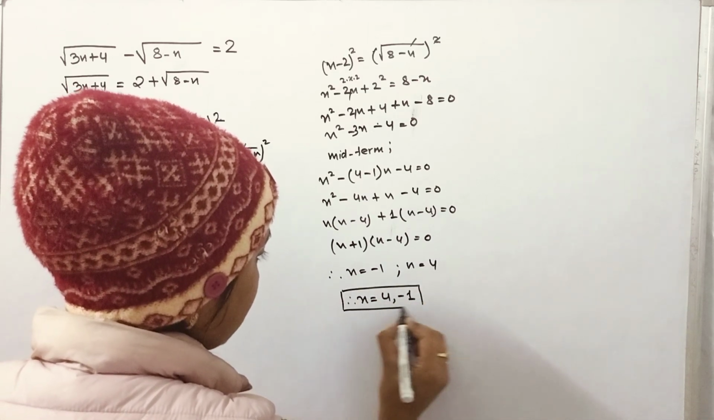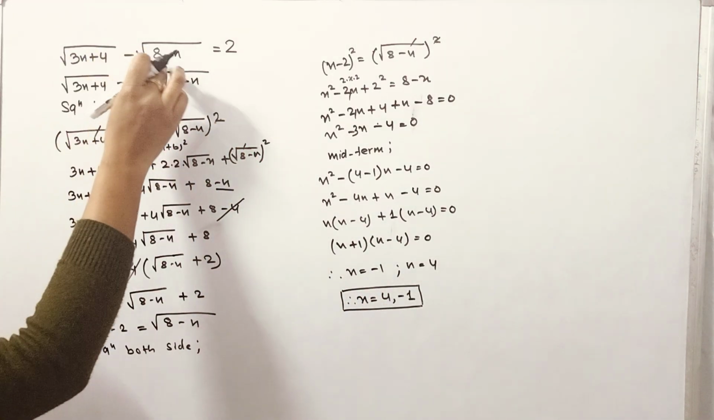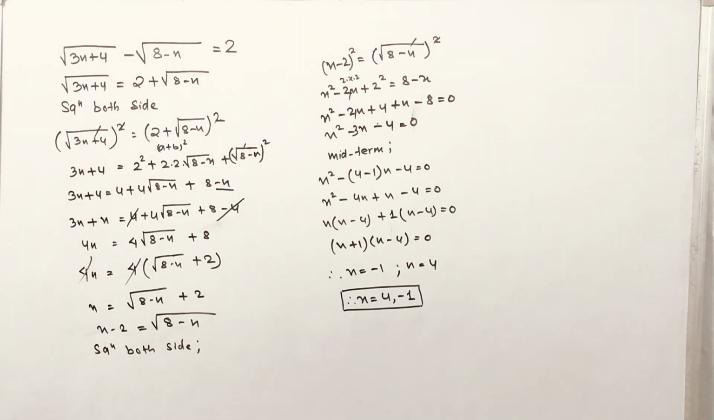Therefore after solving the equation, root x plus 4 minus root 8 minus x is equals to 2, we got the value of x as 4 and minus 1.